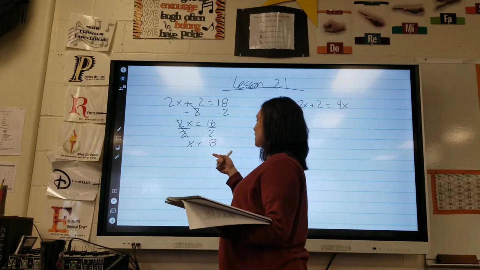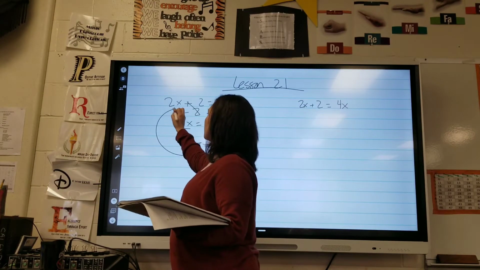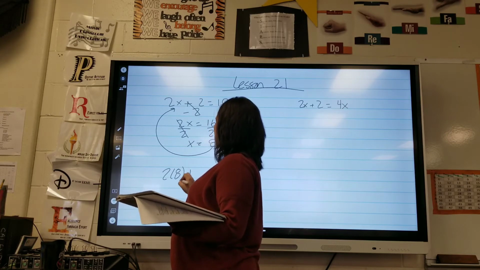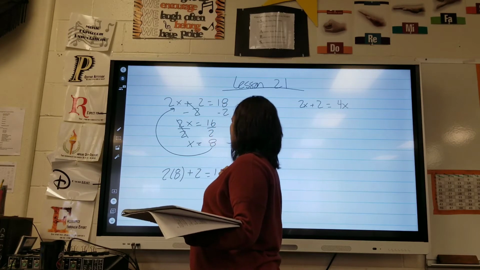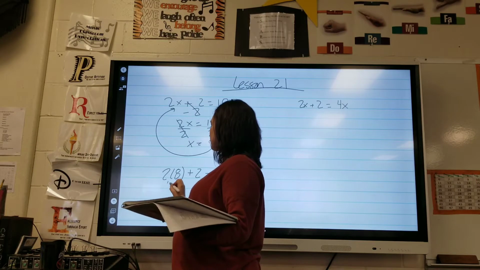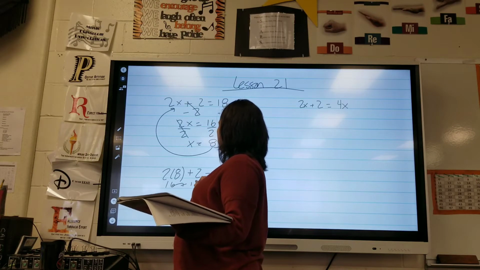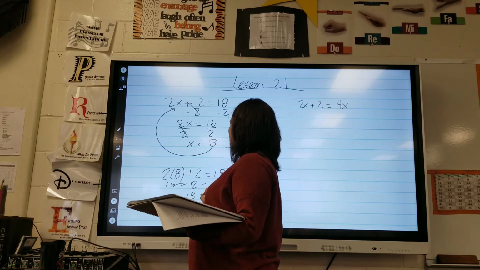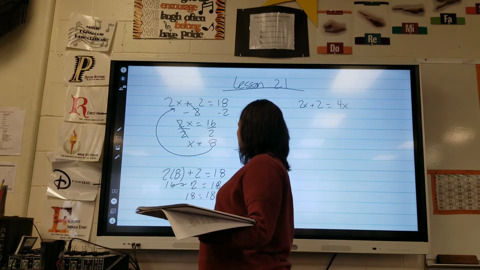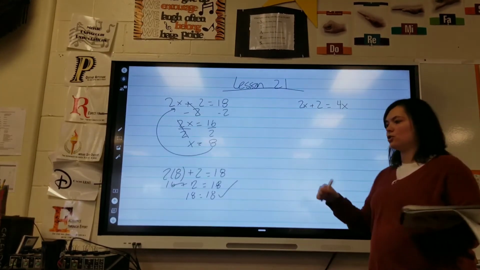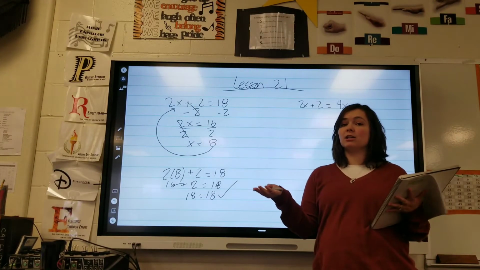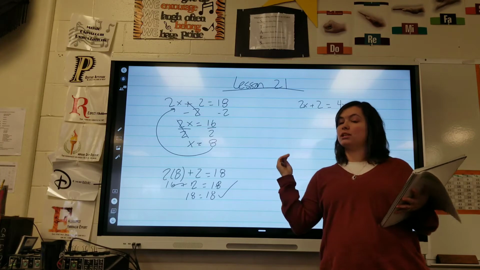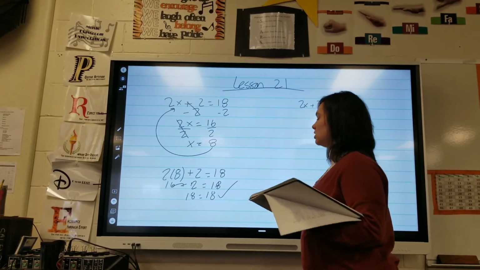To check my answer, I then take 8 and plug it back in. So I get 2 times 8 plus 2 equal to 18. Well, I know 2 times 8 is 16, and I do know that 16 plus 2 is equal to 18. Therefore, 18 is equal to 18. It checks out. There's your first example. I'm basically going to just be showing you how this is done over and over again. Please feel free to re-watch if you need to.